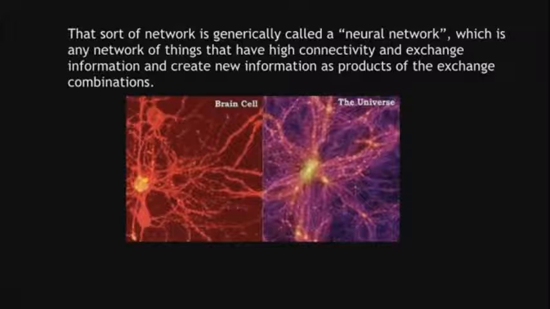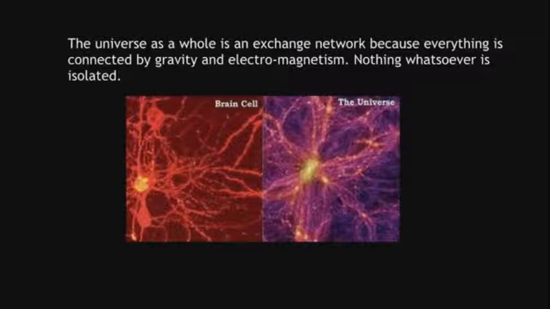So that sort of network is generally called what I just described. If humans go out and we're like all over the universe, and then we develop some new technology that allows us to connect instantly, then what we are technically is called a neural network. That's just any network of things, objects, which have high connectivity between them and exchange information and also create new information as products of the exchange combinations. Simple. Many things are neural networks. So the universe as a whole is an exchange network because everything is connected by gravity and electromagnetism.